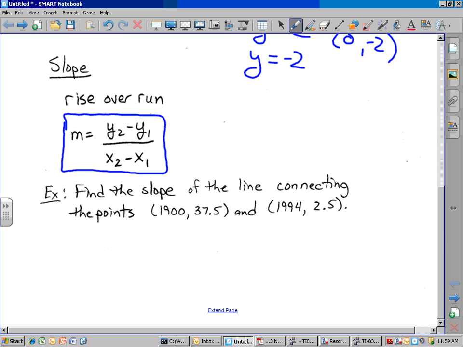Let's apply the formula to this example. Find the slope of the line connecting the points 1900, 37.5, and 1994, 2.5. These points could come from any data. When you have years involved, that could be talking about anything. That could be talking about sales of something. Could be talking about population of something. This is very realistic points.